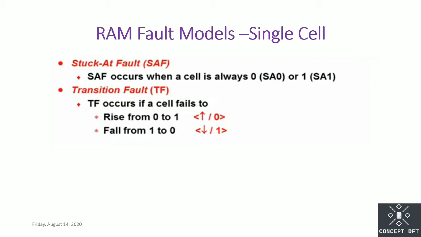Then transition fault. Transition fault occurs if cell fails to rise from 0 to 1 or fails to fall from 1 to 0. This is stuck-at and transition fault.